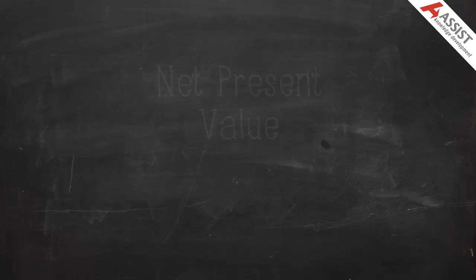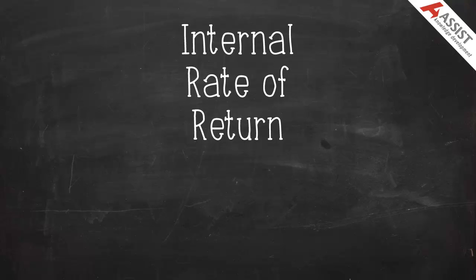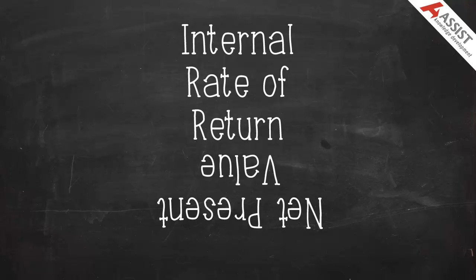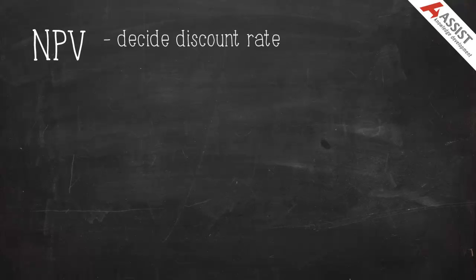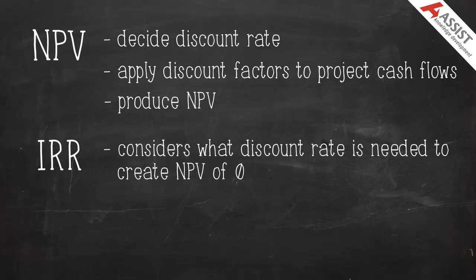The concept of net present value, or NPV, is considered in an associated presentation. Here we're going to look at the internal rate of return, or IRR, of a project, and this uses the concept of net present value. But it turns the calculation on its head. Instead of deciding a discount rate and applying the appropriate discount factors to project cash flows to produce a net present value, the IRR considers what discount rate would be needed to produce an NPV of 0 for the project.